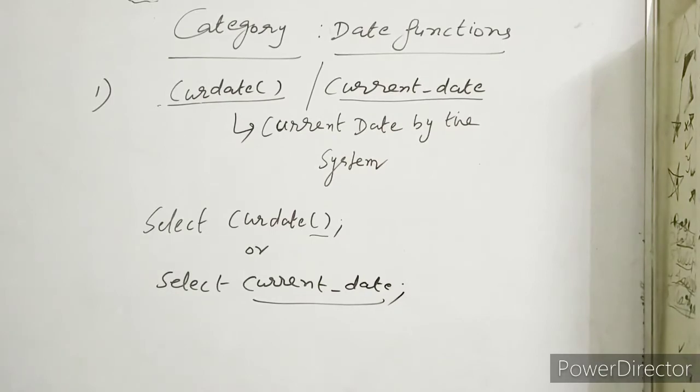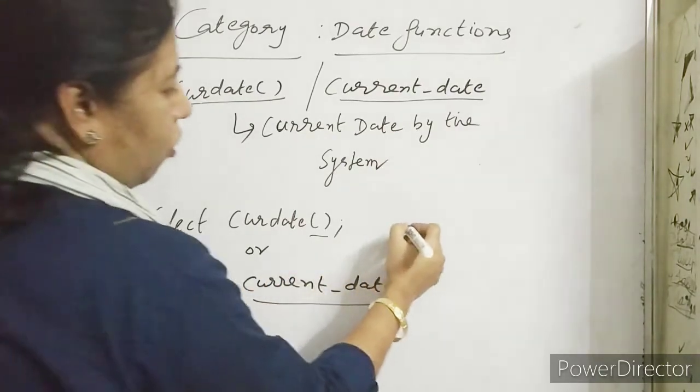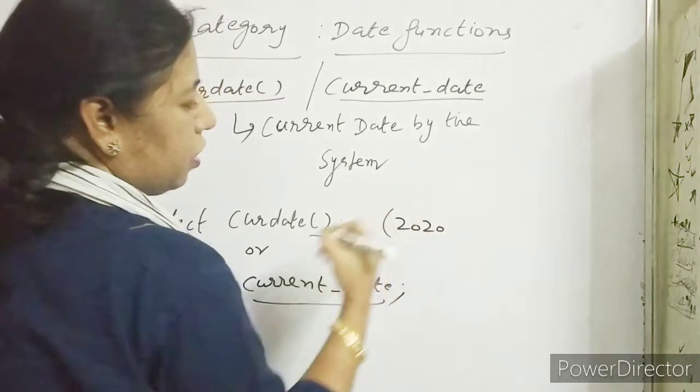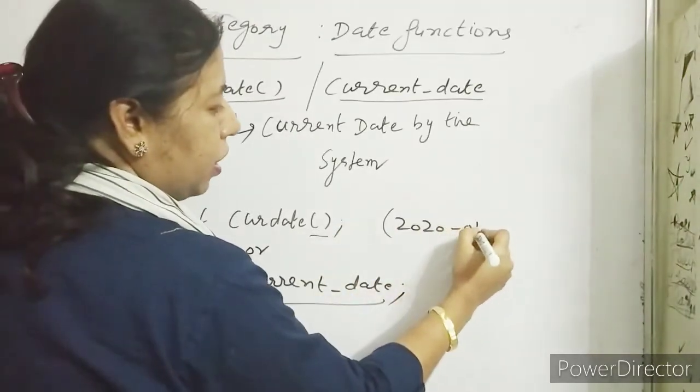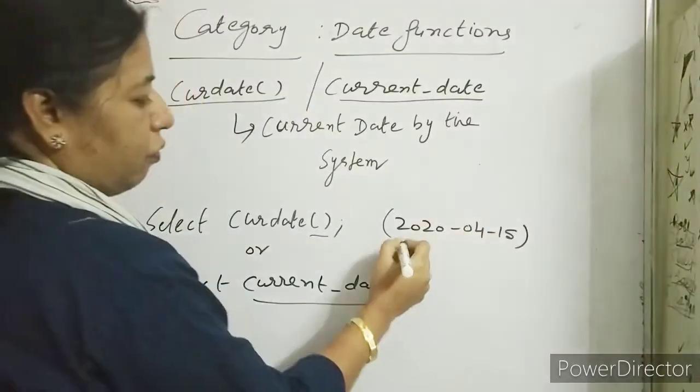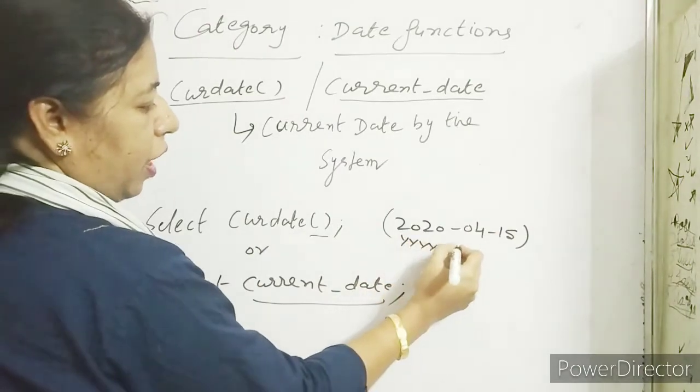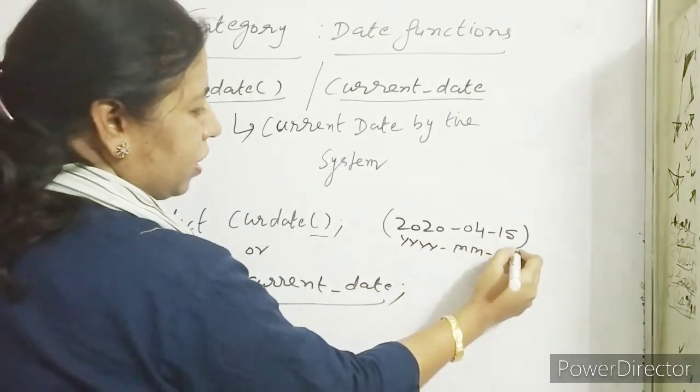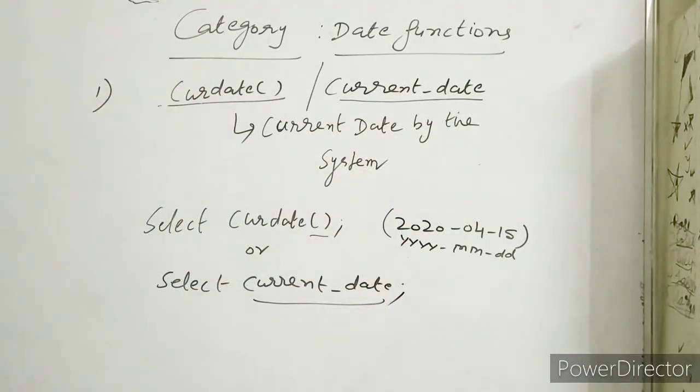And the format of the date is, as I have already told you, first year will be displayed, then month, then day part. YY, MM, DD format is there, because this is the default format of the date in MySQL. Clear?